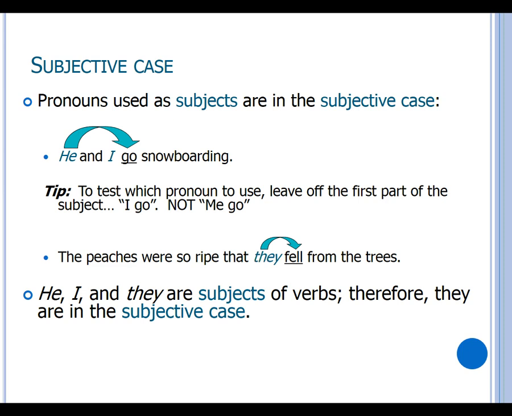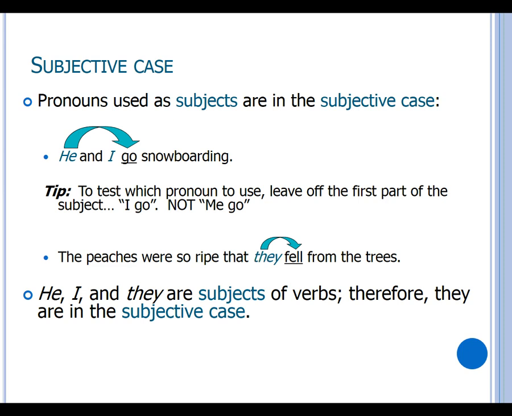In this example, there is a compound subject. If you don't remember which pronoun to use in the first person point of view, I or me, drop the second subject and test the sentence with just one subject pronoun. So if I'm not sure if I use me or I, I would say me go snowboarding or I go snowboarding. Clearly, I go snowboarding is correct.